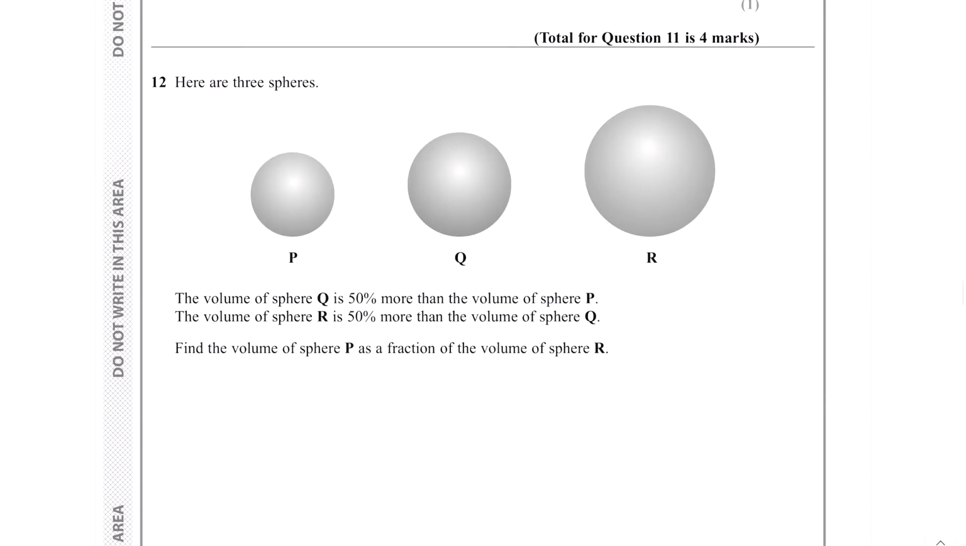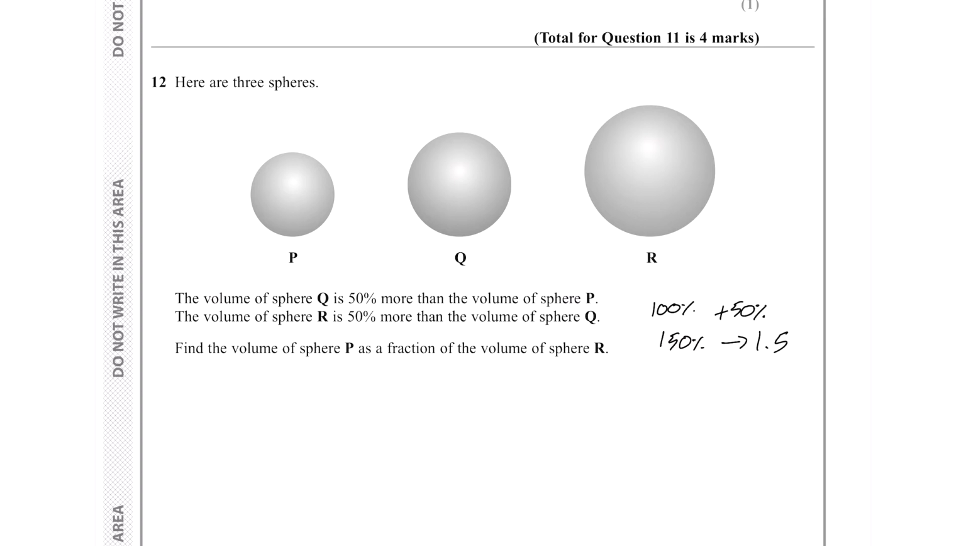Here are 3 spheres. The volume of sphere Q is 50% more than the volume of sphere P. The volume of sphere R is 50% more than the volume of sphere Q. Find the volume of sphere P as a fraction of R. So you've always got to remember percentages are out of 100%. When you increase something by 50%, that becomes 150%. And as a decimal, that can be written as 1.5. I just want to make that point clear before we carry on with the question.